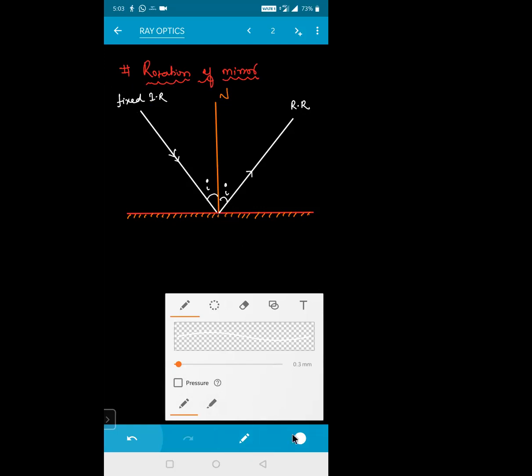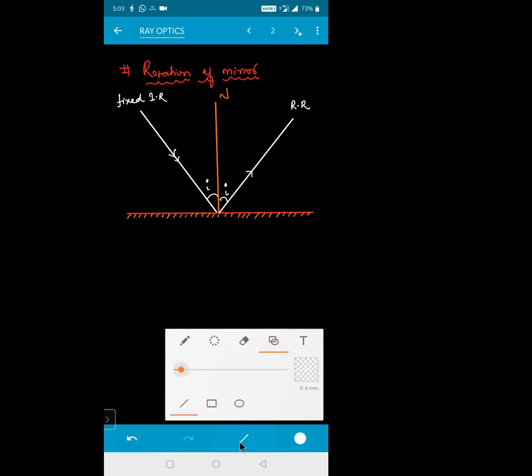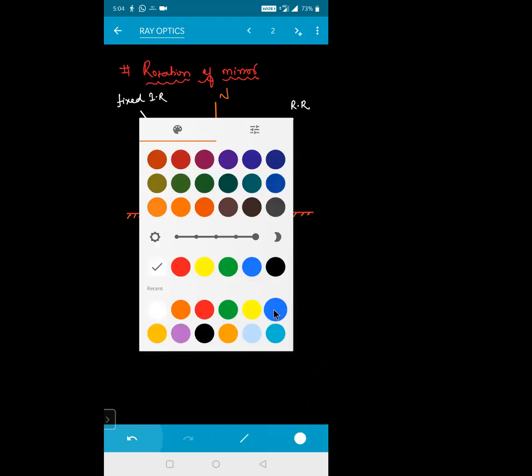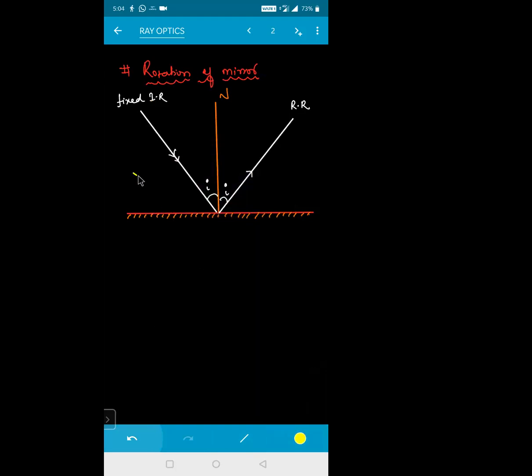Now what I'm doing right now, if you see here in this one, I'm changing the orientation of the mirror. That means I'm rotating the mirror like this.